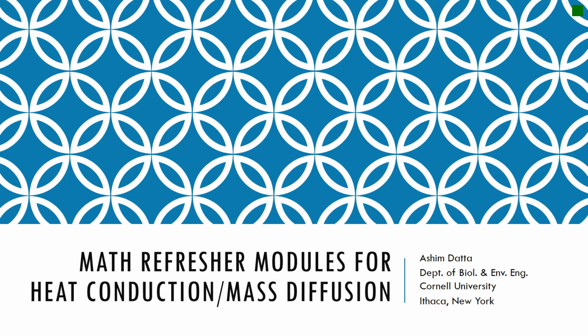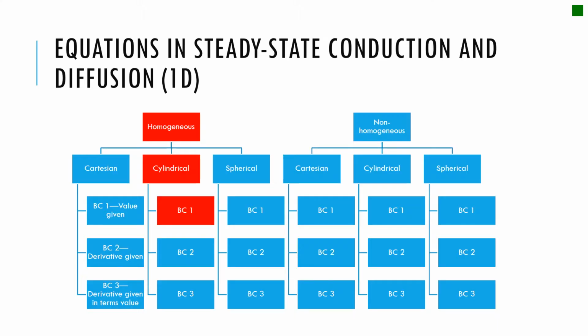This short module is in a series intended to help recap the math that might have been done a year or two earlier before taking an undergraduate course on heat conduction or mass diffusion. This particular module is to help solve the 1D heat equation or 1D diffusion equation in cylindrical coordinates with value given boundary conditions.